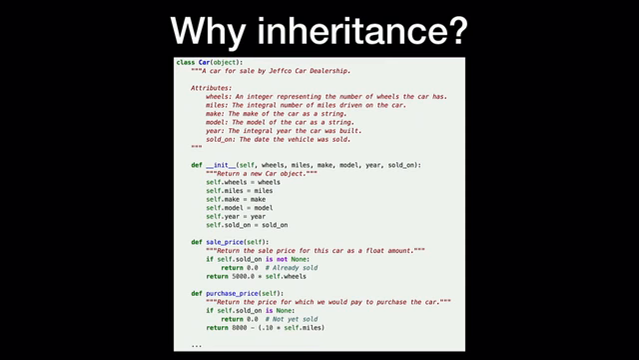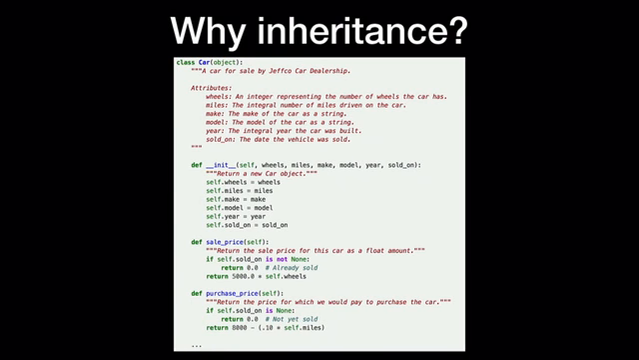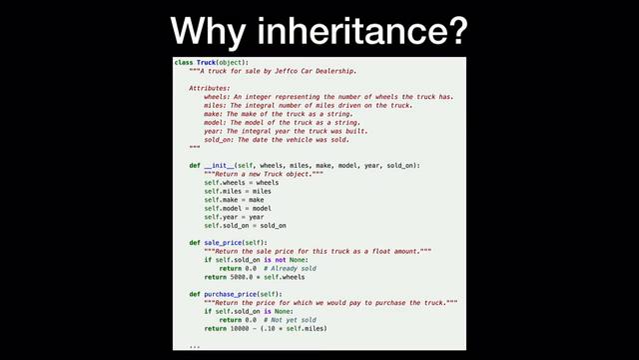Now let's say we want to define a truck. We could do something like this, right? We can also define a truck class, which also has wheels, miles, make, model, year, and so on. So what do you notice between these two classes? They're very similar, right? We've just written a whole bunch of code that's doing almost the exact same thing.